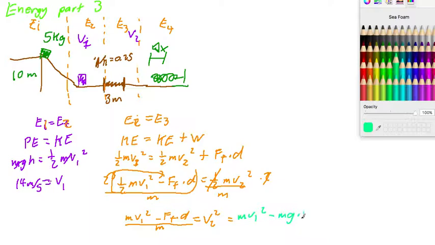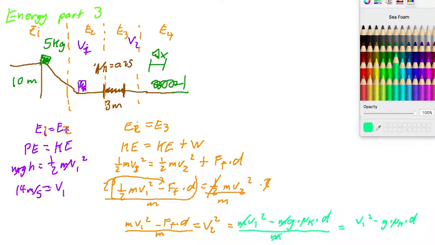mg times mu sub s or k, but in this case it's already moving, so it's going to be mu sub k, which we're given, times the distance, right, divided by m. Notice how everything has an m, so you can factor it out, or you can just say all m's cancel out, which ends up giving us this very nice looking formula, which would be v1 squared minus g times mu sub k times the distance. And that would equal your v squared 2.